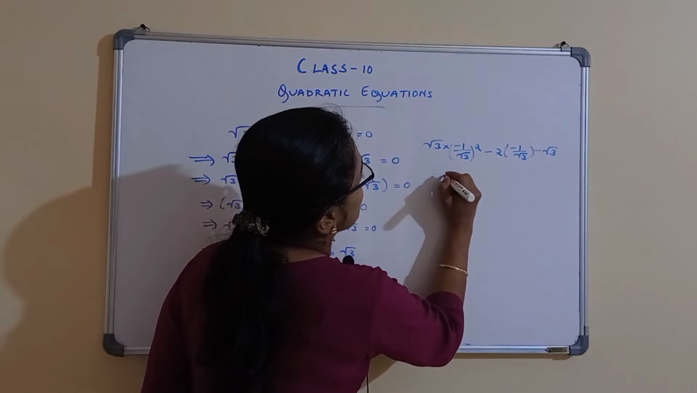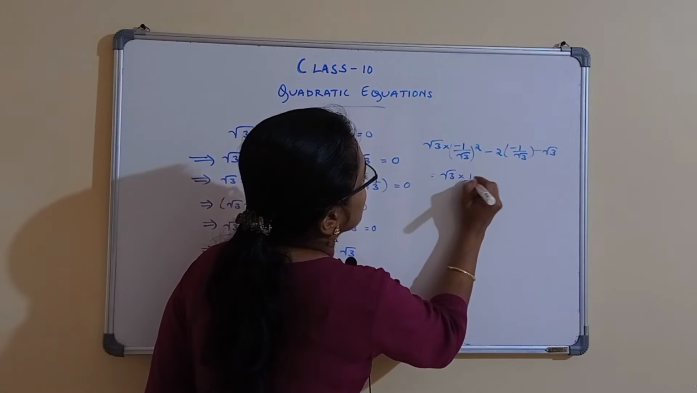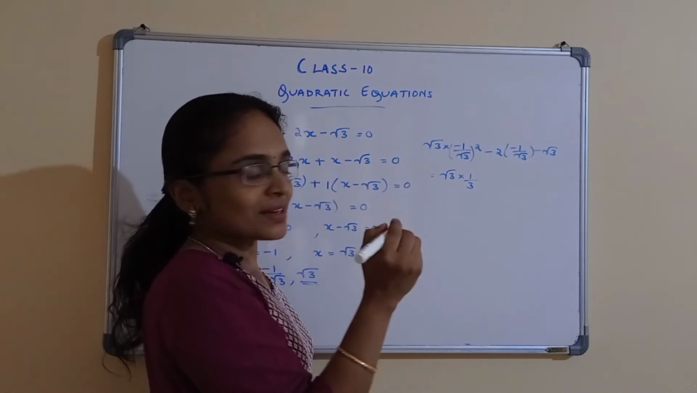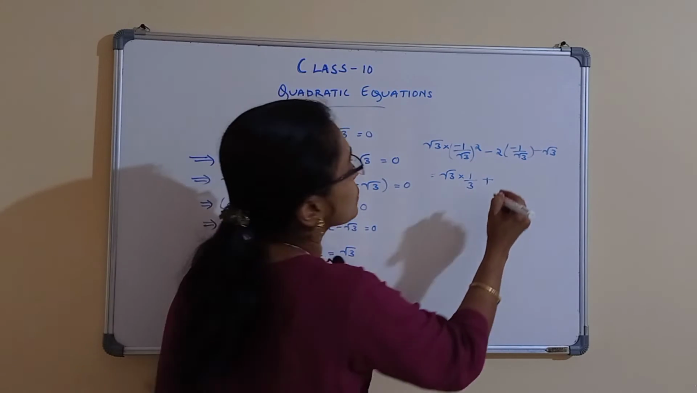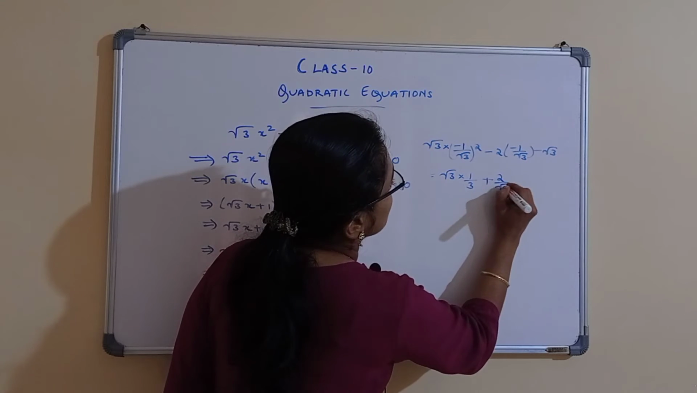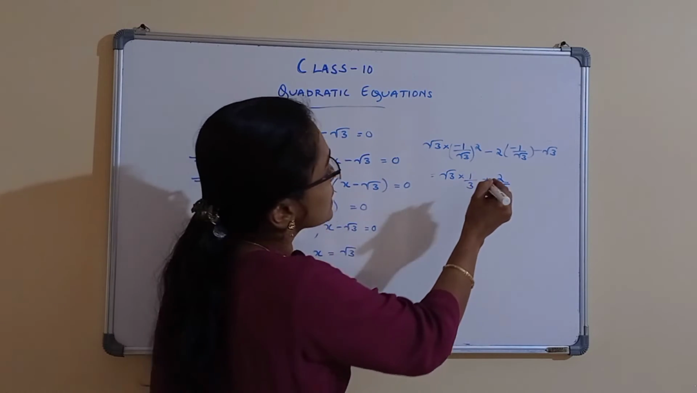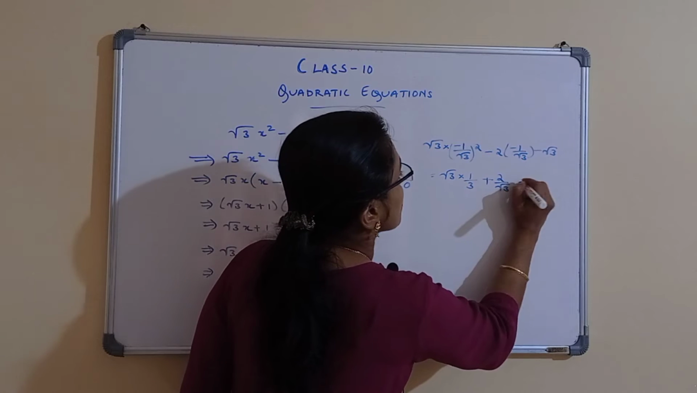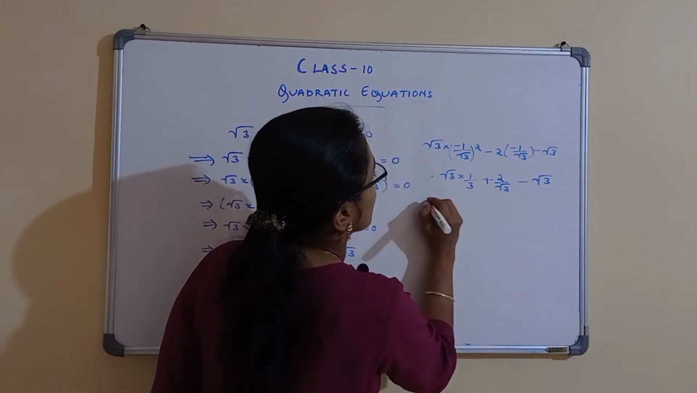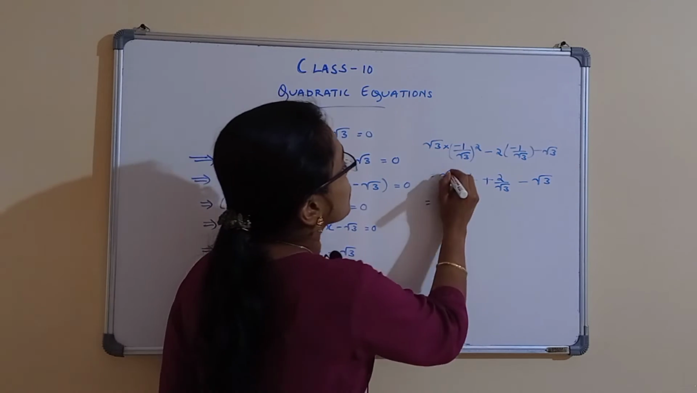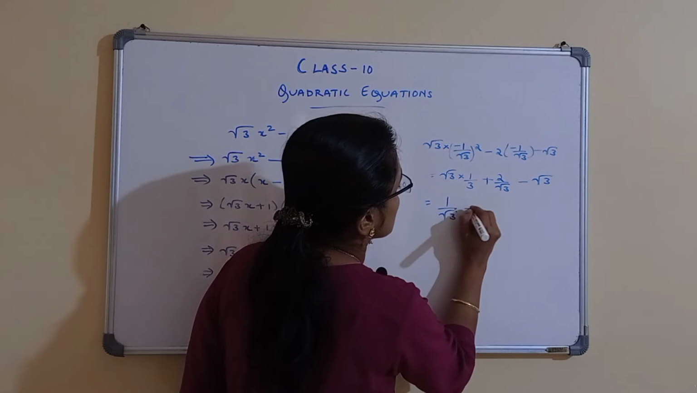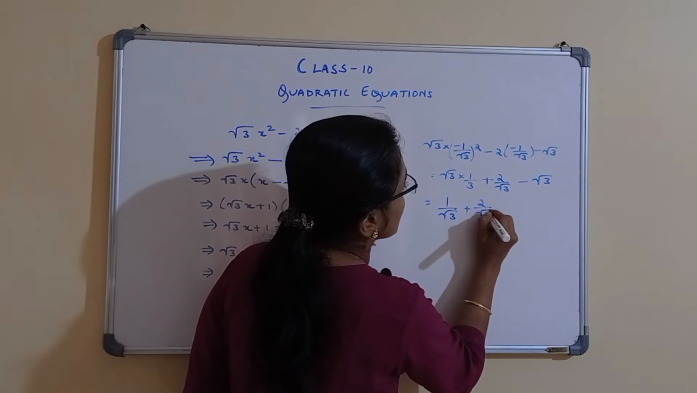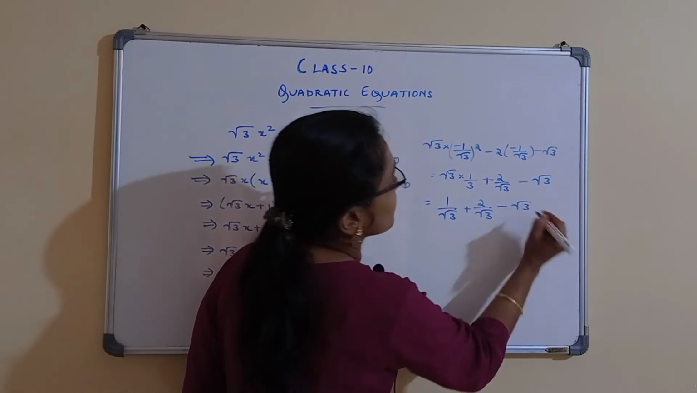And it is equal to root 3 into 1 by 3, minus 1 by root 3 squared is 1 by 3, plus 2 into minus 1 by root 3 is minus 2 by root 3, minus 2 into minus 1 by root 3 is plus 2 by root 3, right? So this minus root 3, which is equal to root 3 by 3, is 1 by root 3 plus 2 by root 3 minus root 3.